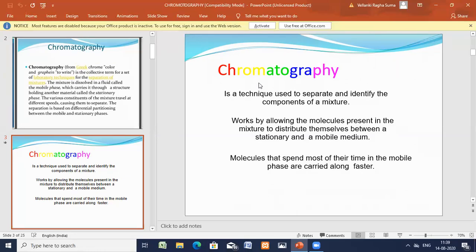Later, in 1941, Martin and Synge introduced partition and paper chromatography. In 1952, gas chromatography was introduced. And in the next decade, chromatographic separation became universal, extended to several areas of study, particularly chemistry, biology, medicine, everywhere. This technique is employed to separate mixtures of compounds. Chromatography in the Greek language is nothing but color writing.